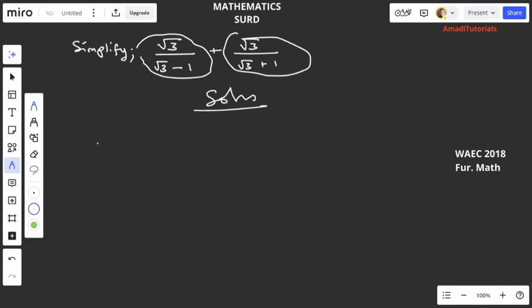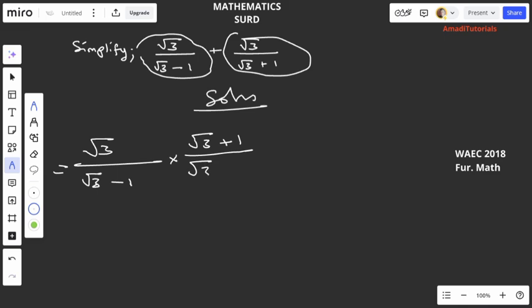So this is how we do it. We multiply root 3 over square root of 3 minus 1 by its conjugate. Its conjugate will be square root of 3 plus 1 over square root of 3 plus 1. So we multiply both the top and the bottom. Conjugate means whatever sign is here, you change it to the opposite. This minus, we change it to plus. If it was plus, we change it to minus. Then we bring back our plus sign there.